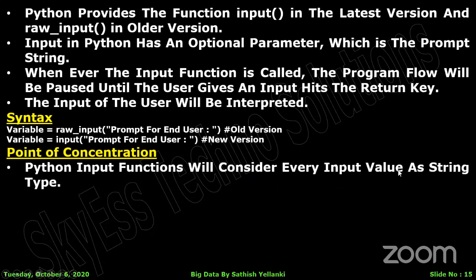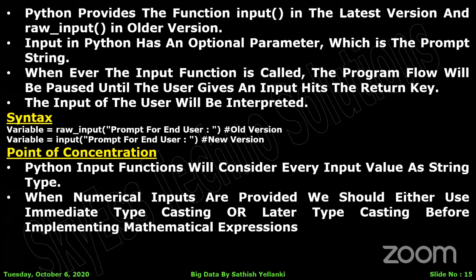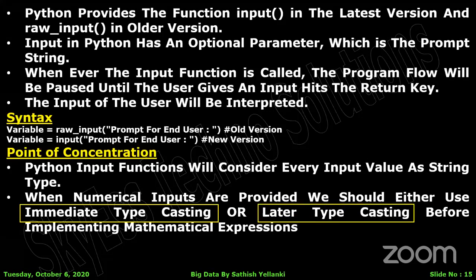Python input functions will consider every input value as a string type. Whenever you're implementing any numbers, if you don't mention otherwise, they'll go as strings. Therefore, if you think it should be a number, then you should confirm whether it should be an integer or a float or anything else by using either immediate typecasting or later typecasting. There are two kinds of typecasting standards: one is called immediate typecasting, and the other is called later typecasting. Before you implement any mathematical operations and try to execute them, you have to do the corresponding typecasting compulsorily.